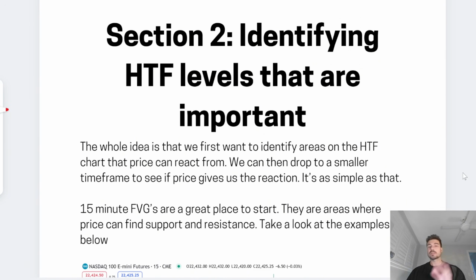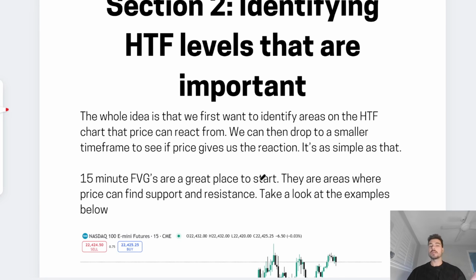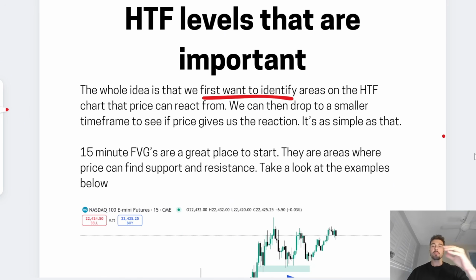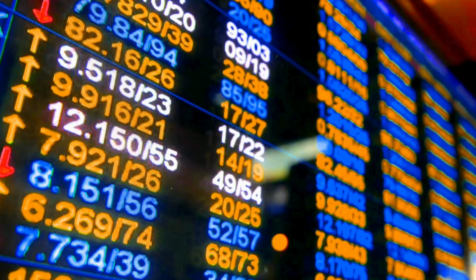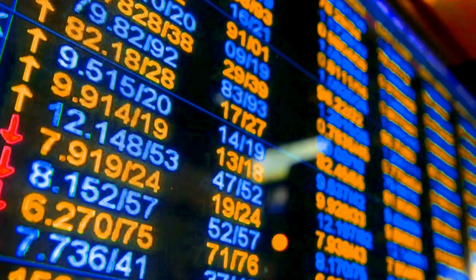So let's go to section number 2 now, and this is identifying higher time frame levels that are really important. The whole idea here, we first want to identify areas in the higher time frame chart where the price can react from. So higher time frame chart for me is the 15-minute or the 5-minute chart. Write that down. Now, the 15-minute chart is a great chart because it's not too high a time frame where you've got to wait too long for things to play out. But it's also not too low a time frame that you're getting caught in every single move up and down.